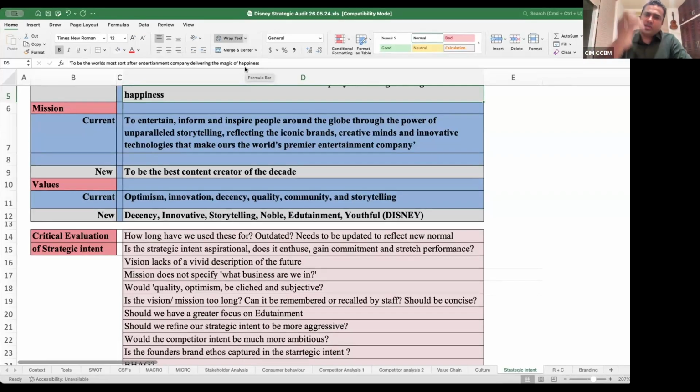Because if you don't do this, you will not succeed as an organization. And you are saying world's premier entertainment company, but what do you do to be the premier entertainment company? That is what is important. Something specific, because to me, a mission is something that you go and finish and achieve, right? So that is the mission.